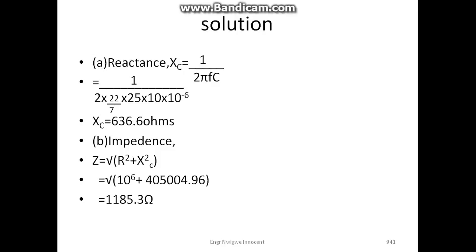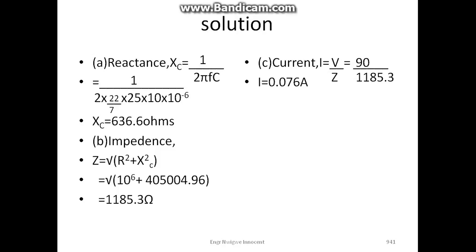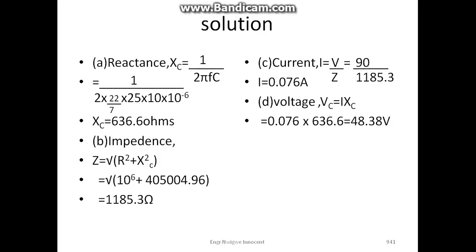1185.3 ohms. C. Current I is equal to V over Z, which is equal to 90 over 1185.3. I is equal to 0.076 ampere. D. The voltage VC is equal to IXC, which is equal to 0.076 times 636.6, which is equal to 48.38 volts. E. Power is equal to I squared R, which is equal to 0.076 squared times 10 raised to power 3, which is equal to 5.78 watts.